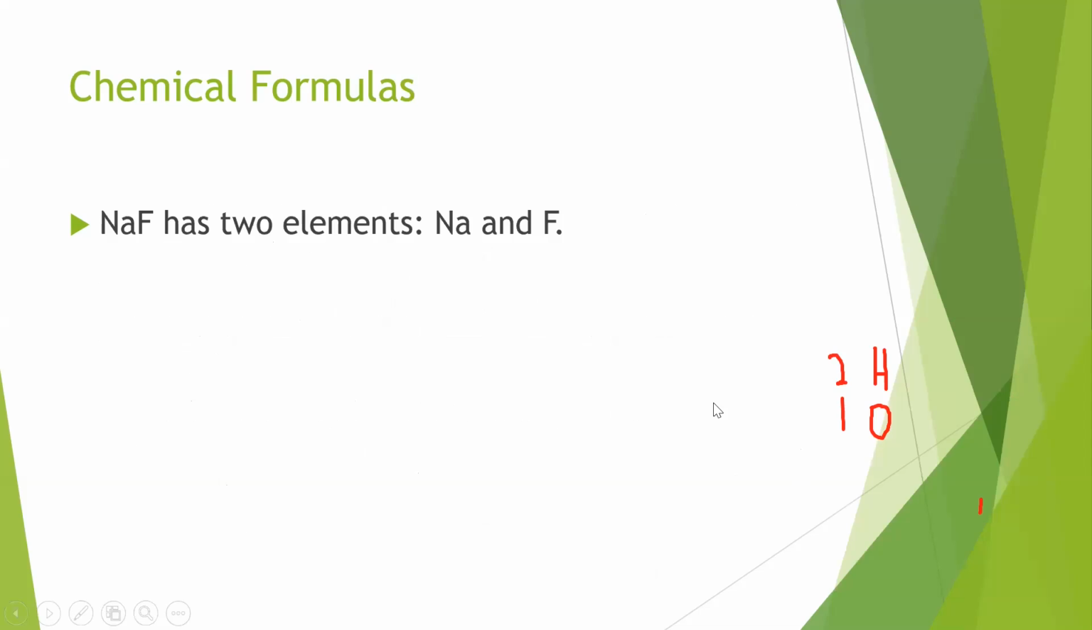So here's another example, NaF. As you can see, we know Na is one element's atomic symbol because the a is lowercase, so it belongs to the first one. And then the second element is F since it's capital. So it has 2 elements, Na and F.